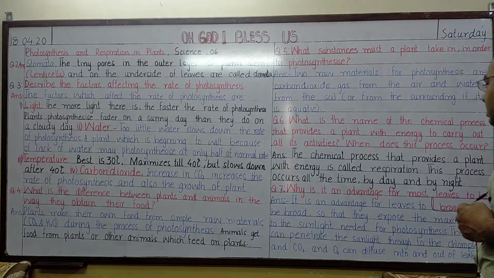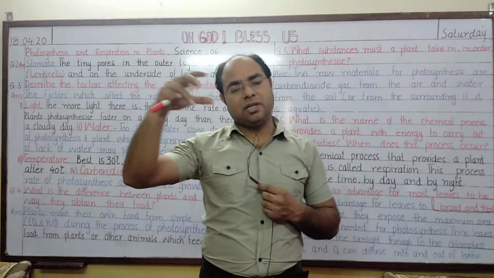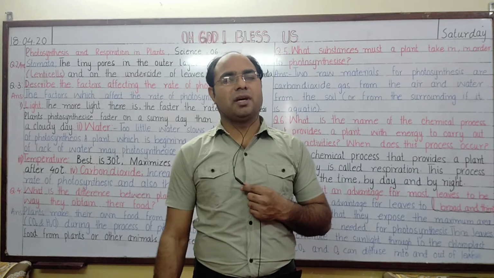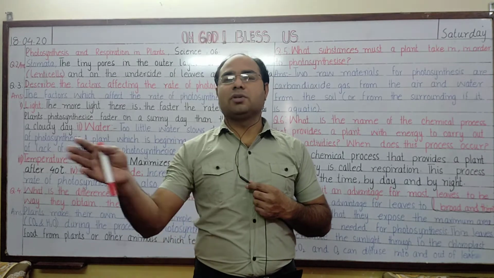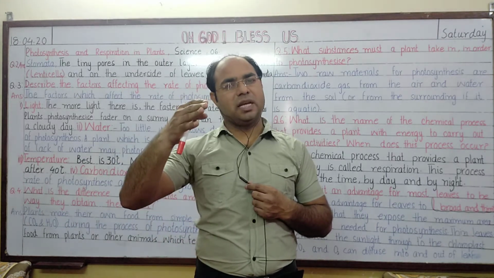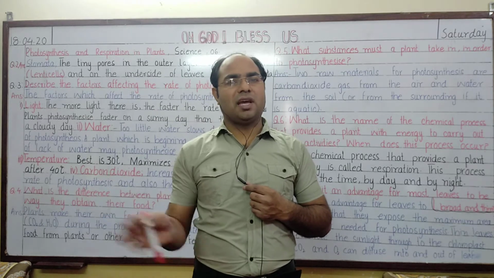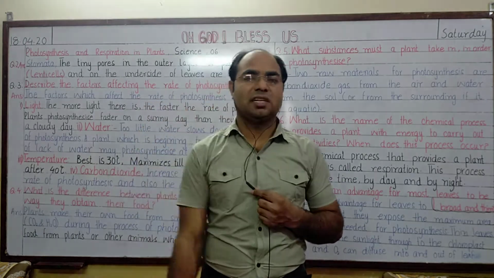And then of course, what is the advantage of having a broad and thin leaf? There is an advantage for a broad leaf, because the plant gets maximum area for photosynthesis to take in the sunlight. And if the leaf is thin, it is easier for carbon dioxide and oxygen gas to diffuse in and out of the leaves. So this was all from this chapter. The name of the chapter was Photosynthesis and Respiration.